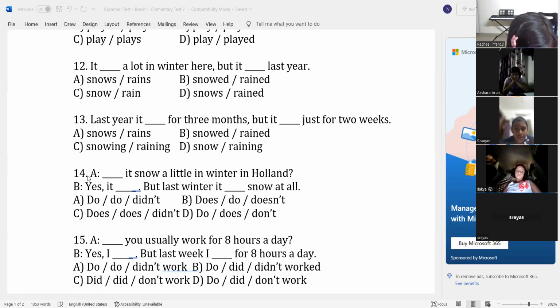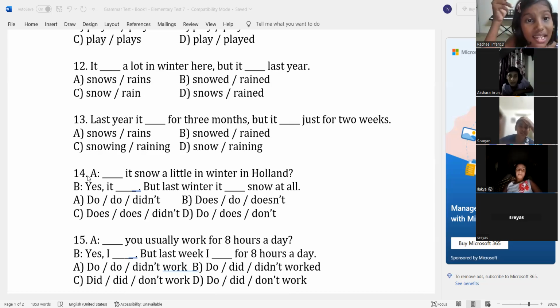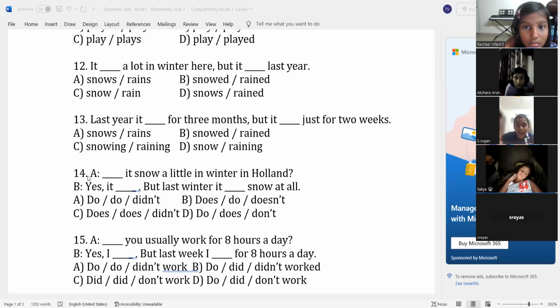Sir, can you tell me? 14, go ahead. Does it snow a little in winter in Holland? Yes, it do. But last winter... Sir, can I say? Sugan. Yes, sir. I found it. Careful. Don't worry, Sugan. Rachel. Yes, sir. Go ahead. Number 14. Does it snow a little in winter in Holland? Yes, it does. But last winter, it didn't snow at all.